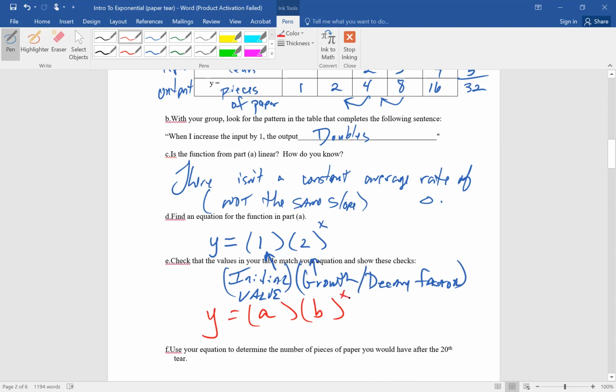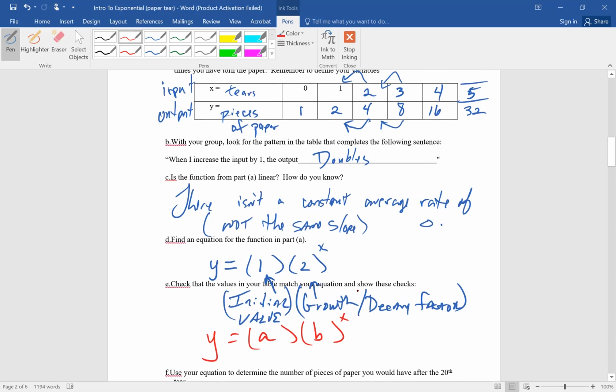Now this function will work, and the instructions are saying go ahead and check everything. But watch what happens if you do check everything in green here. For 0 tears, if I plug in 0 as the input, you end up with 1 times 2 to the 0, and anything to the 0 is just 1. So my answer is 1. And for 1 tear, here's my a. Notice you're always going to have one piece of paper to start with.